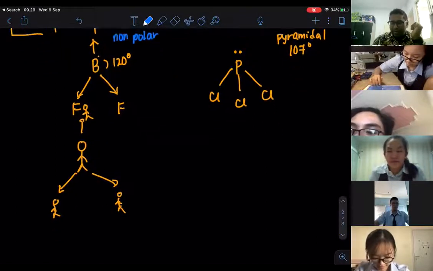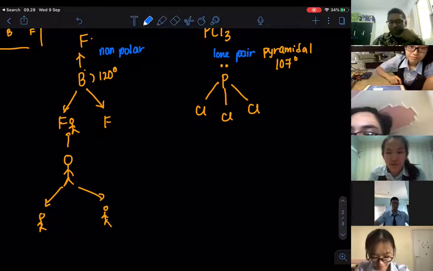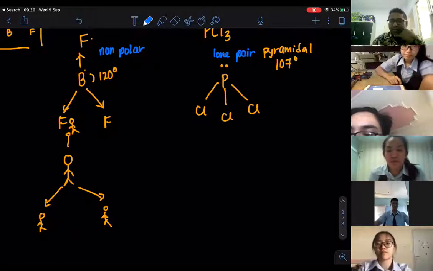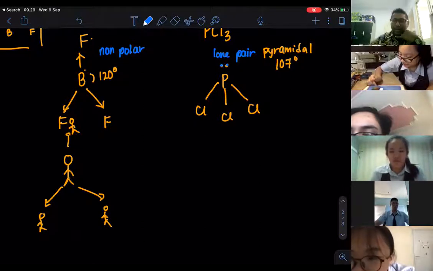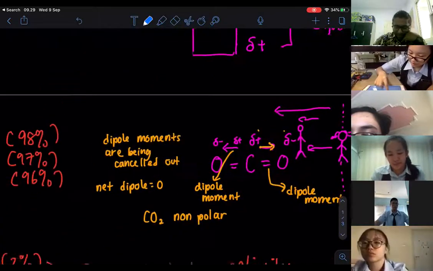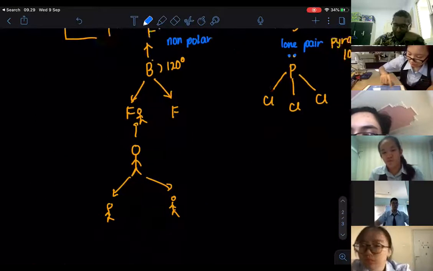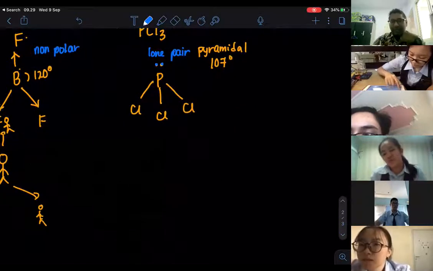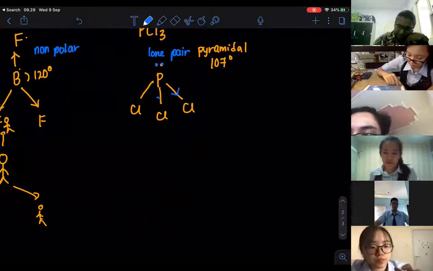But things are going to be different the moment you have a lone pair of electrons, because they are not going to be symmetrical anymore. The presence of a lone pair is going to make a lot of difference. If you compare P and Cl, if you look at the periodic table, phosphorus is going to be group 15, Cl is going to be group 17. So of course, the one that is more towards the right will be more electronegative. So the electron is supposed to move towards Cl.